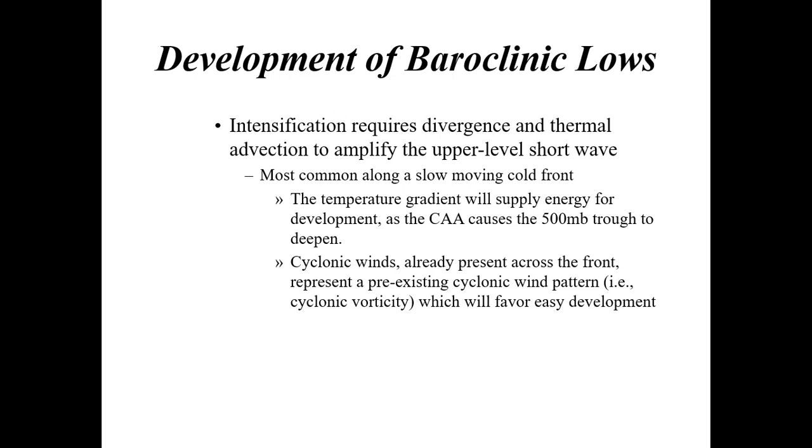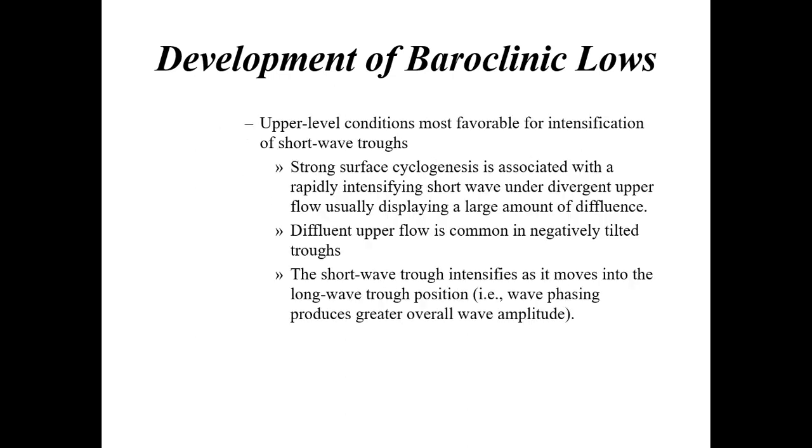Most commonly this occurs along a slow-moving cold front, where you get these conditions, where the temperature gradient will supply energy for development of the storm as that cold air advection, CAA, causes a 500 millibar trough to deepen. And you get cyclonic winds to start blowing or turning around that area of low pressure. That is associated with some vorticity or some spin in the atmosphere, and that's going to favor easier development of the storm system, of the baroclinic low.